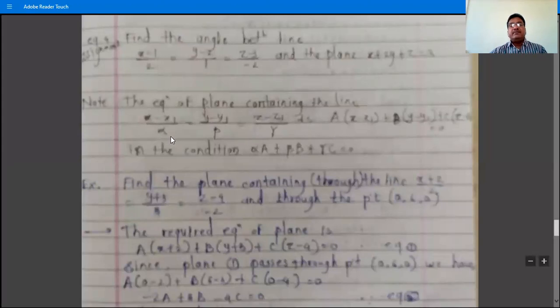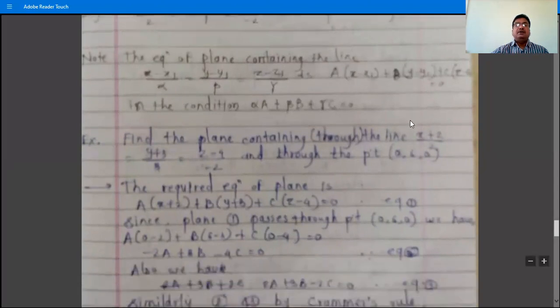And this line wholly lies in the plane, means the normal to the plane and this line are perpendicular to each other, and therefore by the perpendicularity condition we have alpha A plus beta B plus gamma C equal to 0. So using this condition we can find the values of capital A, B, C.